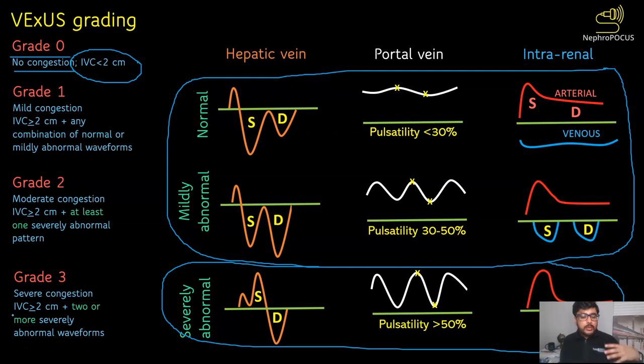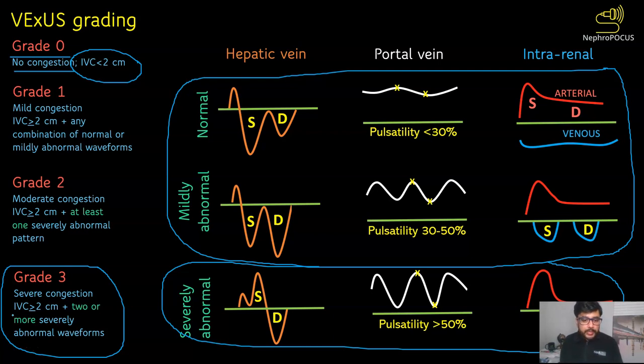So if you have a plethoric IVC and S reversal on the hepatic vein and say more than 50% pulsatility on the portal vein, you don't even need to obtain the renal vein. You just know right away that there is severe venous congestion. And this is the pattern. The grade 3 congestion was the pattern that was associated with the highest risk of developing acute kidney injury in the original study. And this can be used in various scenarios. You can use it in iatrogenic fluid overload, heart failure, or anything.